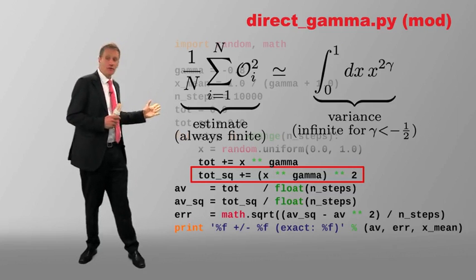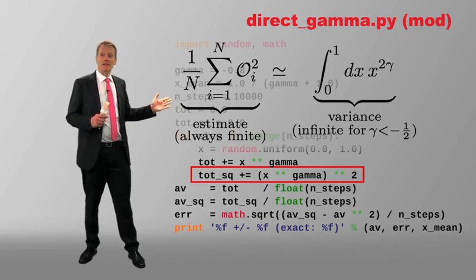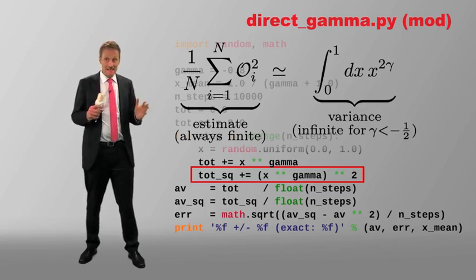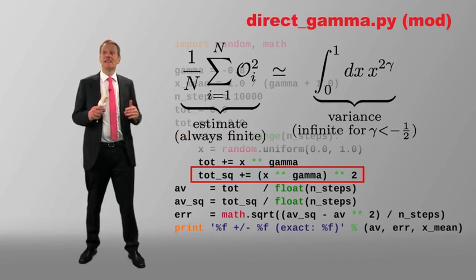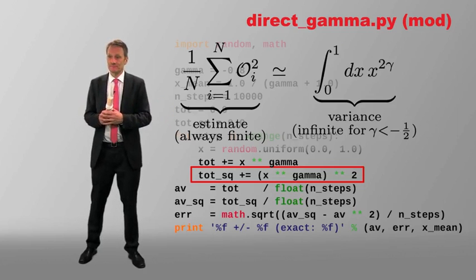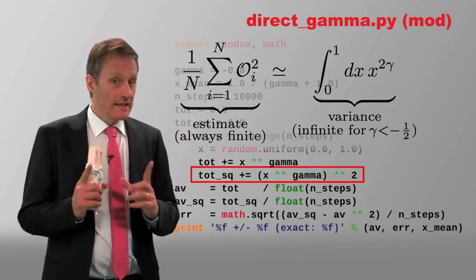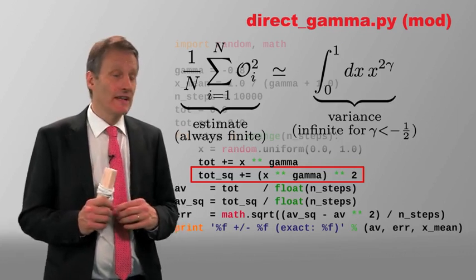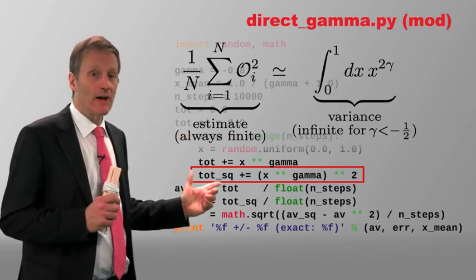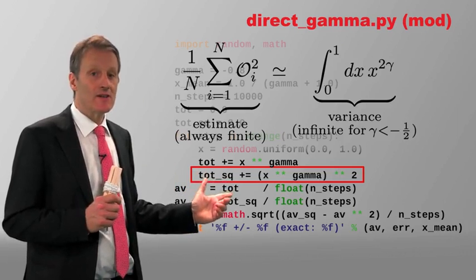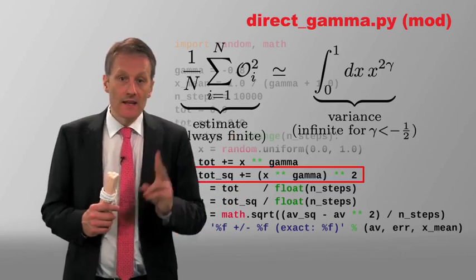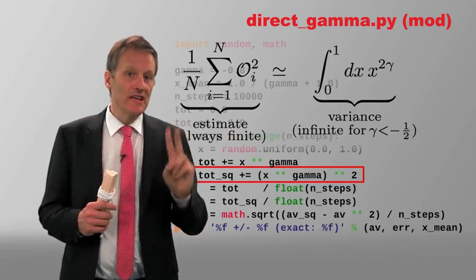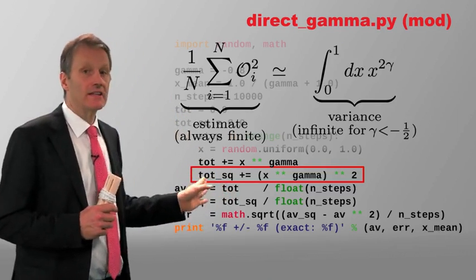So the distribution for gamma equal to minus 0.8 exists. It is finite, but it has an infinite variance. Clearly, the situation is very difficult to analyze in the absence of an analytical solution. Now we continue in 2 steps to analyze the gamma integral.